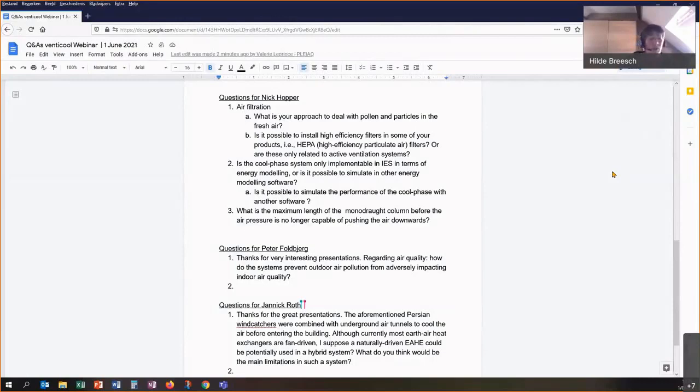to deal with air filtration. What is your approach to deal with pollen and particles in the fresh air? And the other question is, is it possible to install HEPA filters?